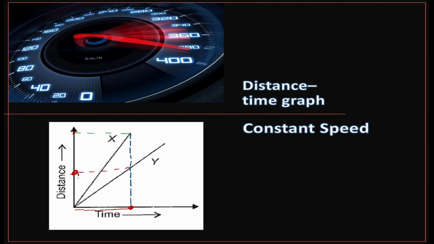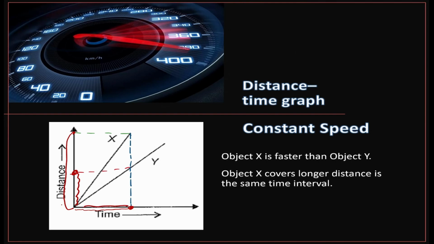Which one covers a longer distance? Look at this. Y covers only this distance and X covers all this distance in the same time interval. Which one covers a longer distance? X. So X is faster than Y because it covers a longer distance in the same time interval. Great. We will see another way to find which one is faster after a while, inshallah.